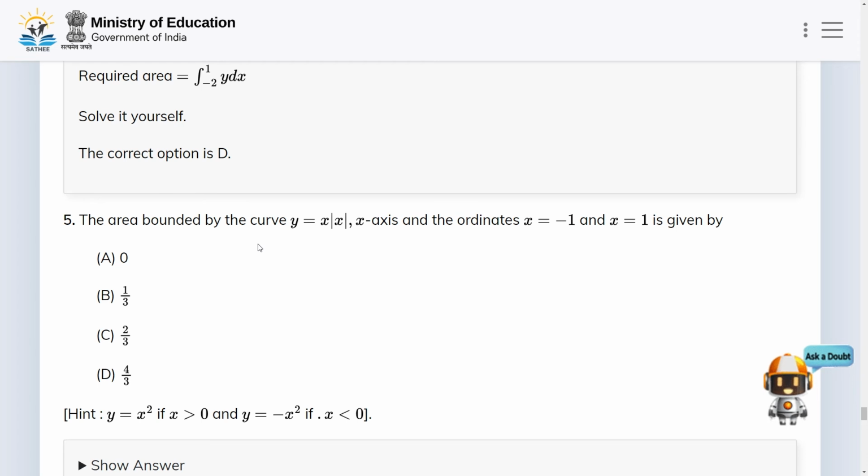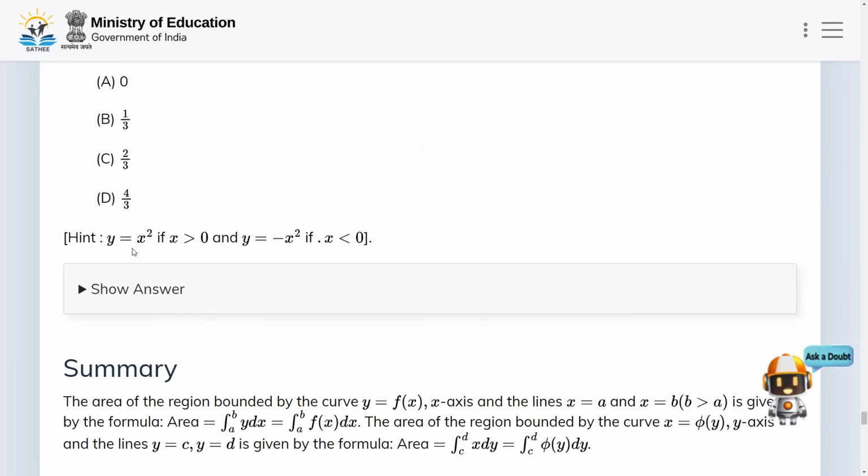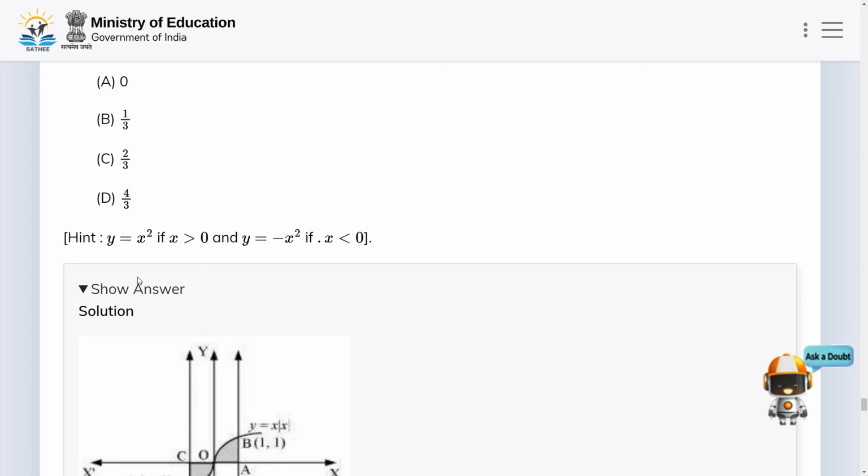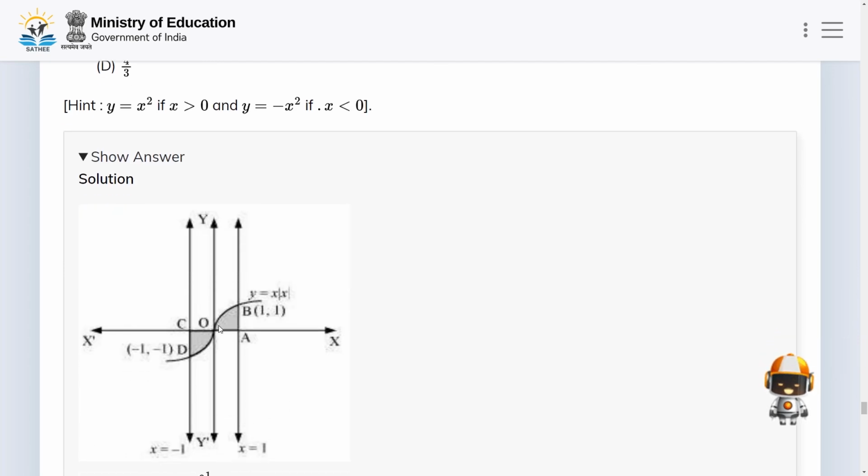Okay, now the fifth problem. Find the area bounded by this curve, the x-axis and the ordinates x equals -1 to 1. Hint we have already given. If x is positive, your graph will be x square, and if x is negative, your graph will be minus x square. So if x is positive, your graph is like x square. Clear? If x is positive, as you can see, your graph will be of what? x square. And if x is negative, your graph will be what?